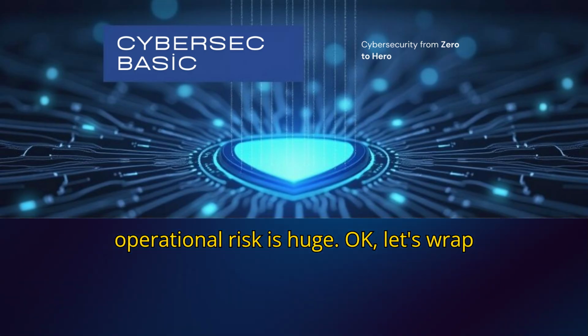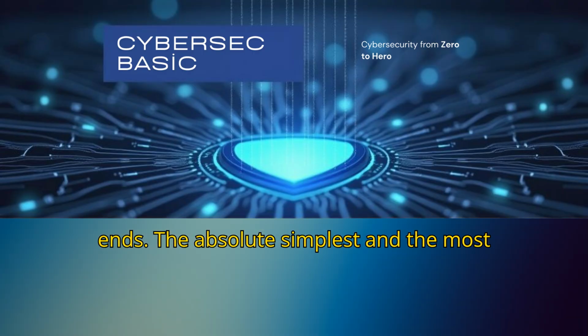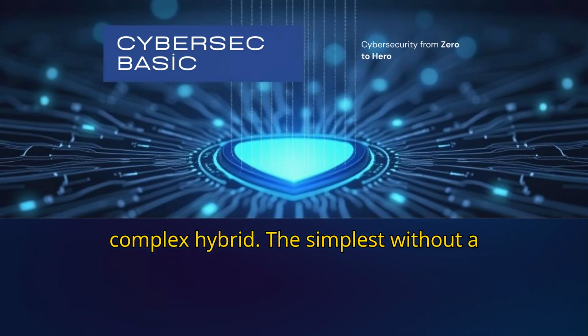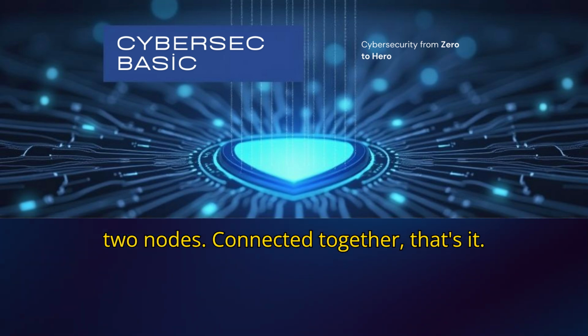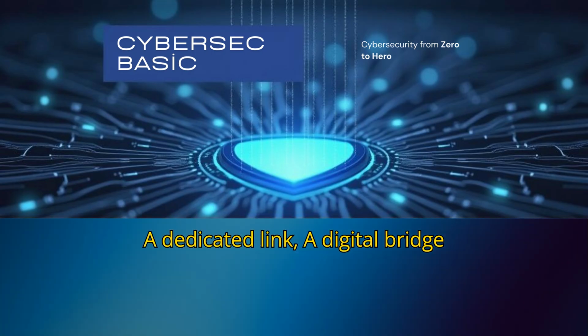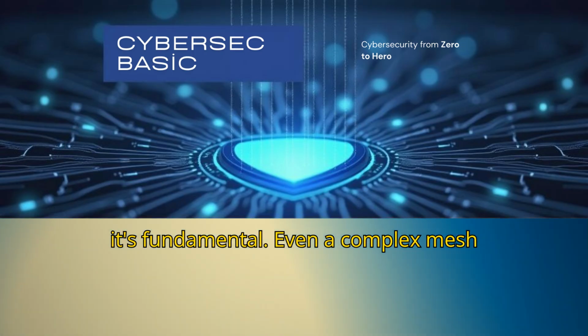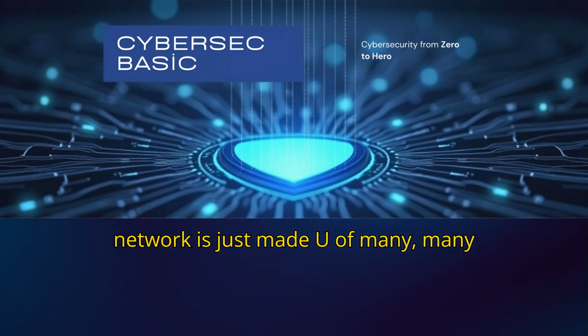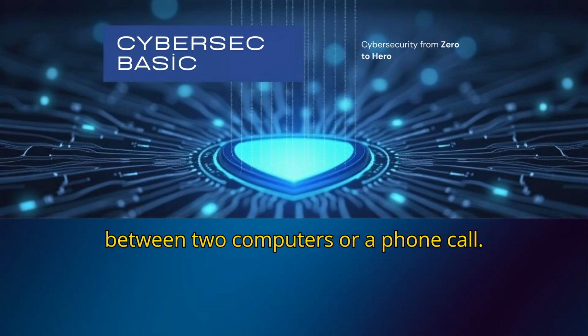Okay, let's wrap up our geometry lesson with the 2 bookends. The absolute simplest and the most complex hybrid. The simplest, without a doubt, is point-to-point topology. It's the elemental unit of connectivity. Just 2 nodes connected together. That's it, a dedicated link, a digital bridge between 2 spots. It sounds trivial, but it's fundamental. Even a complex mesh network is just made up of many, many point-to-point links. Like a direct cable between 2 computers or a phone call.